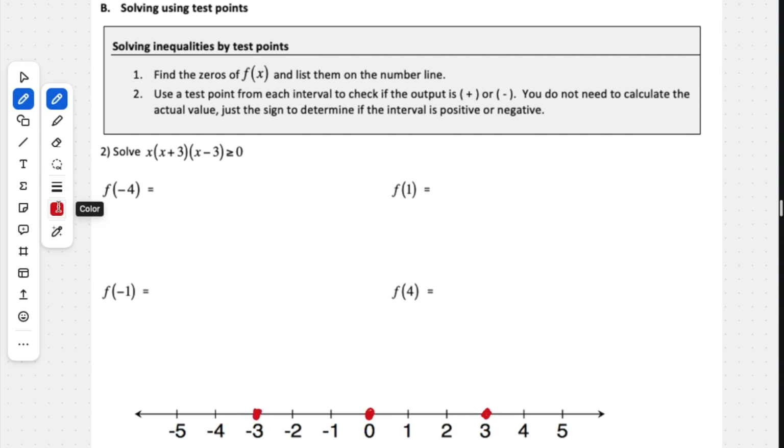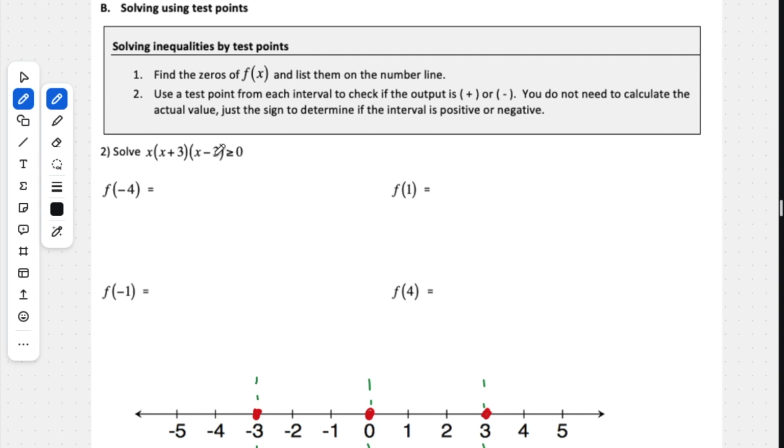And then notice that kind of breaks the graph up into 4 distinct regions. There's out here, in between -3 and 0, between 0 and 3, and then from 3 to infinity. So what I did was I picked a number from each one of these intervals: -4, -1, 1, and 4. Basically, I picked the easiest numbers of them. Anything on the interval works though.